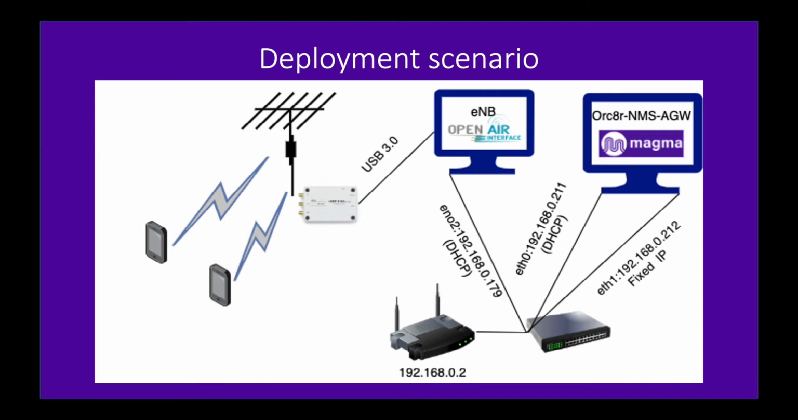Both of them are connected through a switch, and it is connected to a router that has a gateway 192.168.0.2. In order to send radio signal to UEs, I'm using a USRP B200 Mini through a USB 3.0 interface. So the USRP has an antenna that transmits the signal through the air to the UEs.